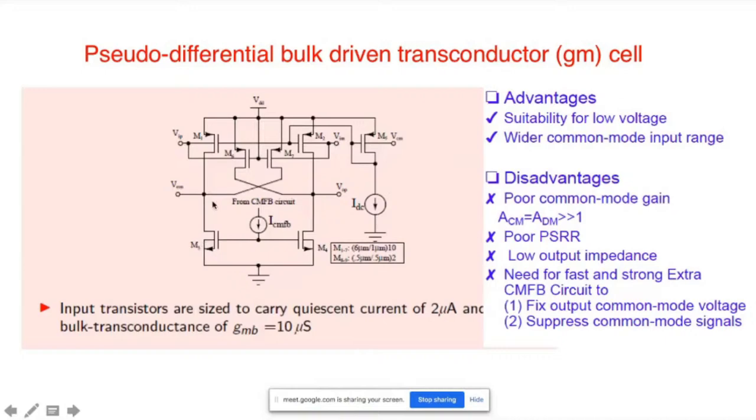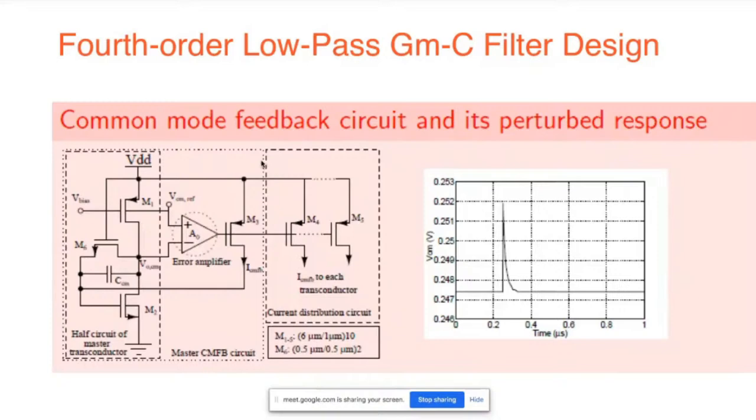So that means I should adjust this ICMFB such that the current sinking and current pumping taken from this has to be equal in either case. So you need to add a common mode feedback circuit, which is going to be very crucial. Now, a simple common mode feedback circuit we have designed is like this. So we have an error amplifier, which is a simple amplifier.